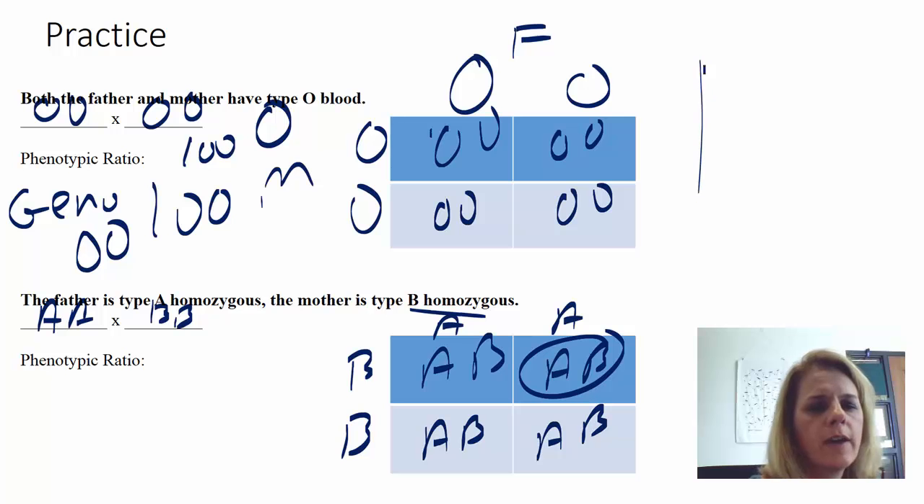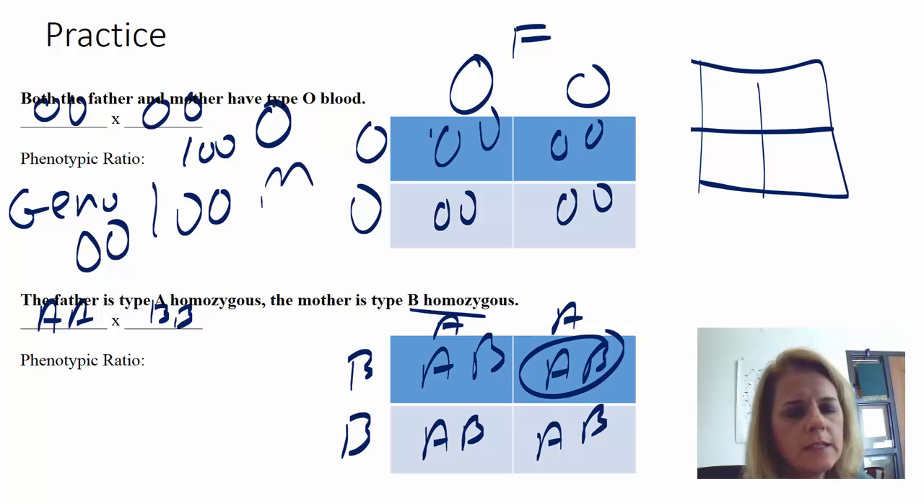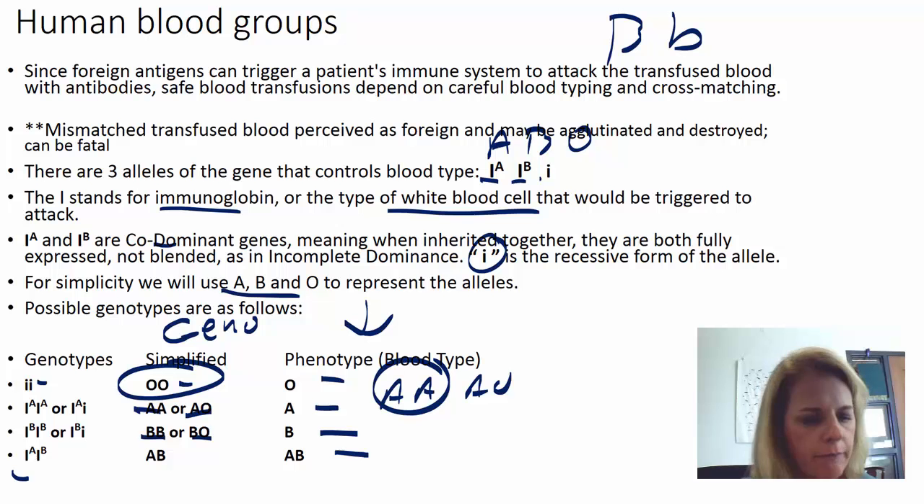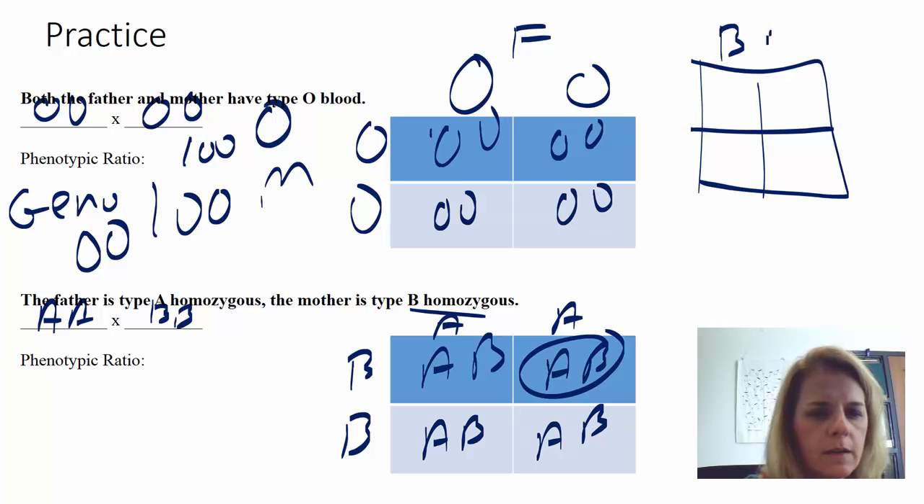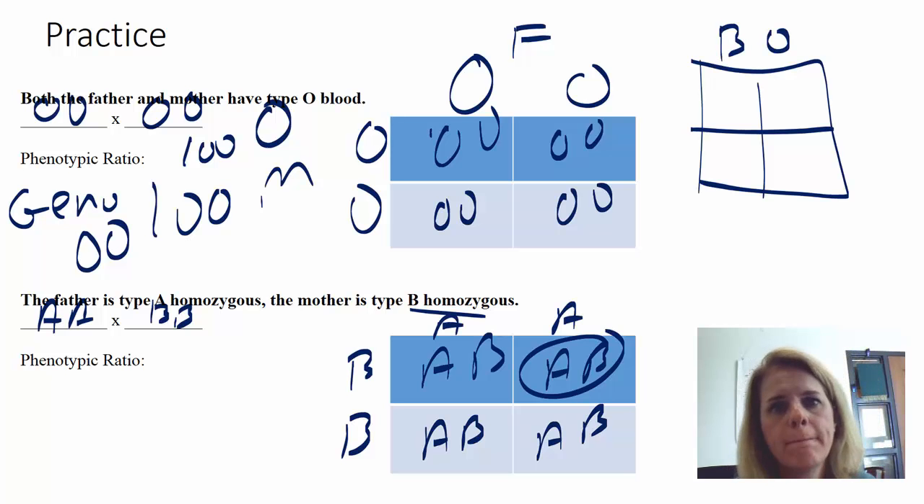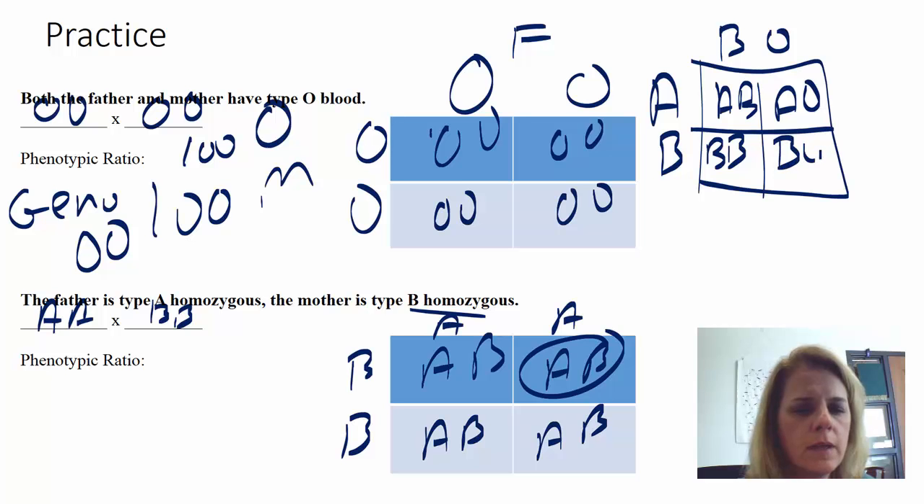All right, let's do one more, and I've got a worksheet that I'm going to post for you to practice as well. Let's say you have a dad who is heterozygous B. So what are my choices for B? BB or BO? Which one's heterozygous? BO. So dad is BO. Let's say mom is AB. So mom is AB. So now we have AB, BB, AO, and BO.